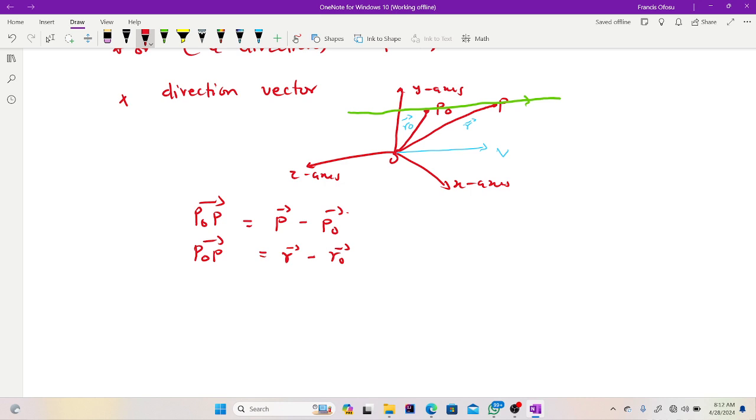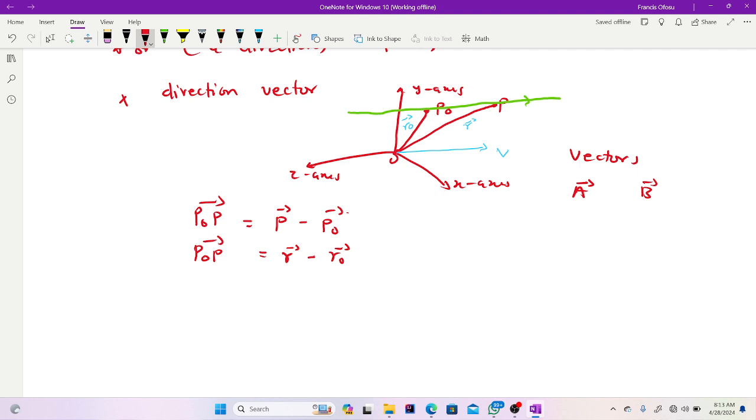So now this P naught P, as we said, is parallel to what? Our directional vector, which is what? V. Is that not it? Yes. In vectors, whenever two vectors, let's say vector A and vector B, are parallel, it means that one is a multiple of the other, right?